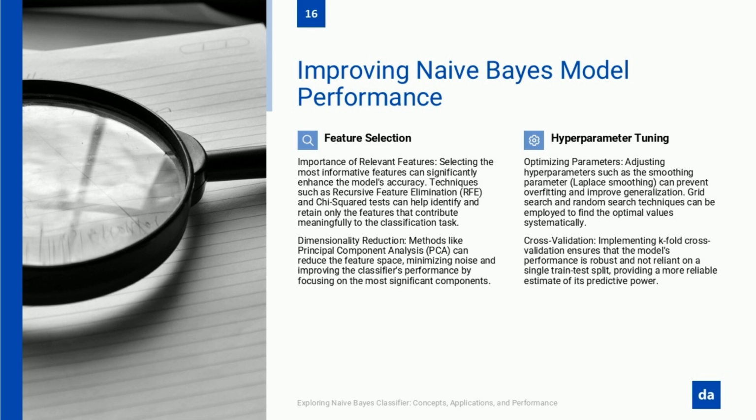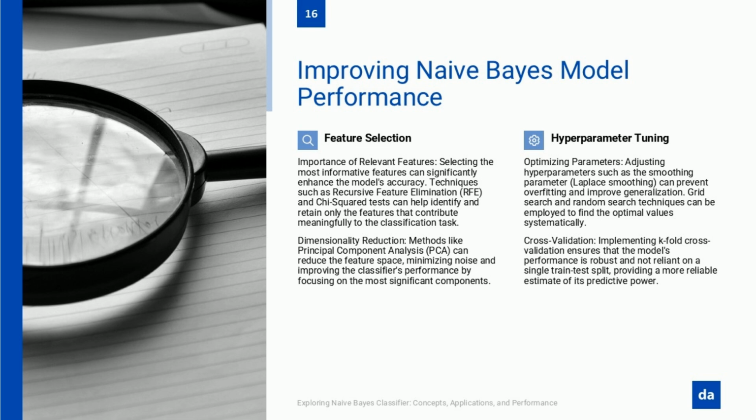Grid search and random search techniques can be used to systematically find the best smoothing value for the dataset. Another way to improve performance is feature selection, which focuses on identifying the most relevant features while discarding the ones that don't contribute much to classification. In high-dimensional datasets, like text classification tasks with thousands of words, not every feature is equally important. Some words carry more predictive power than others.